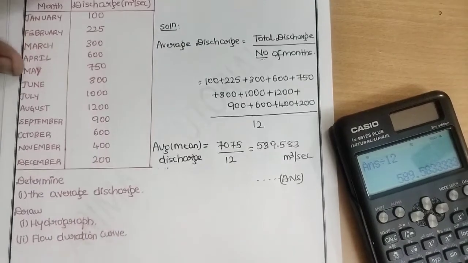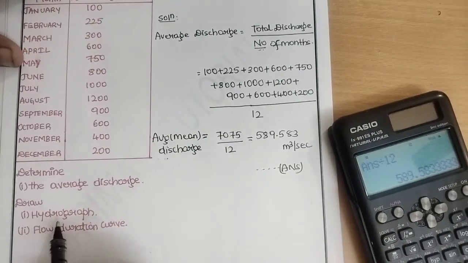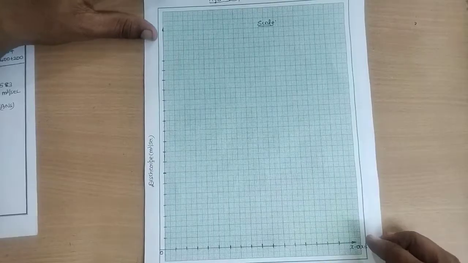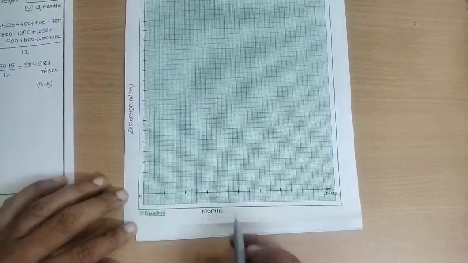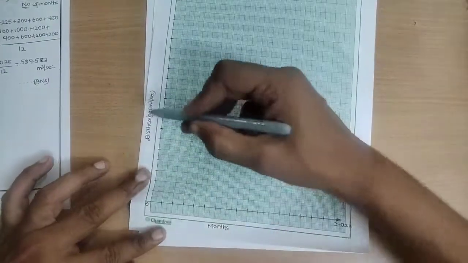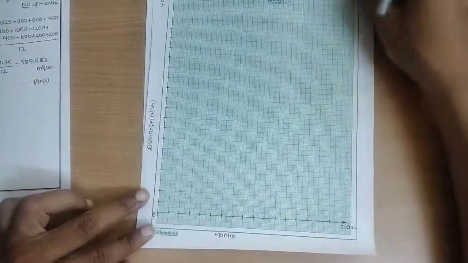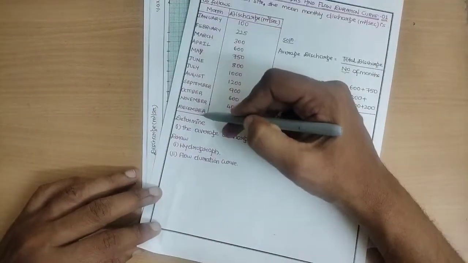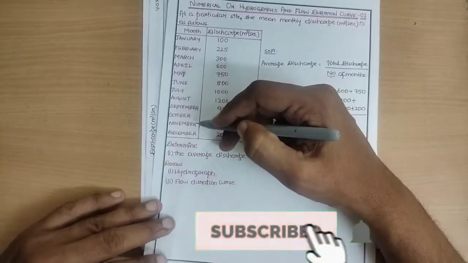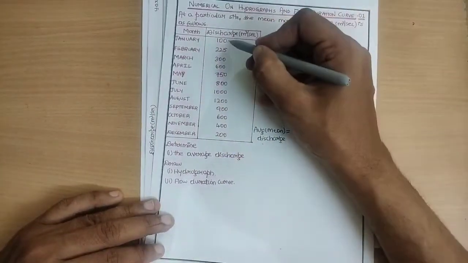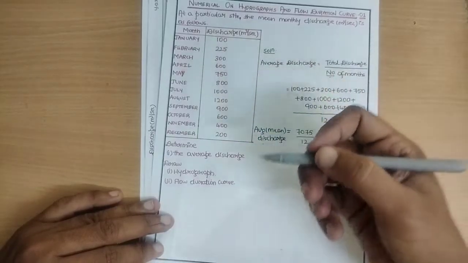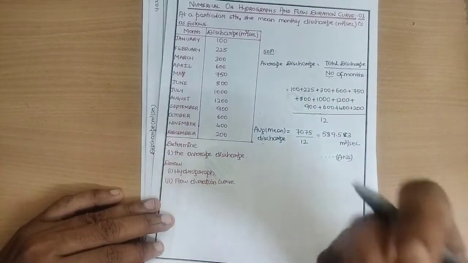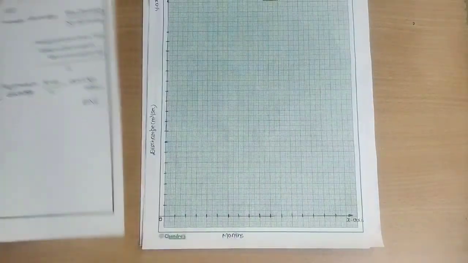Now let us see the brief procedure how to construct the hydrograph. This is the initial representation for hydrograph. Along the x-axis we have considered the month, and along the y-axis we have considered discharge in meter cube per second. The month goes from January to December. As I told you at that time, it is a calendar month, and the discharge starts from 100 and the maximum value is 1200. That goes in multiples of 100. I think these values can be easily accommodated on the graph sheet.